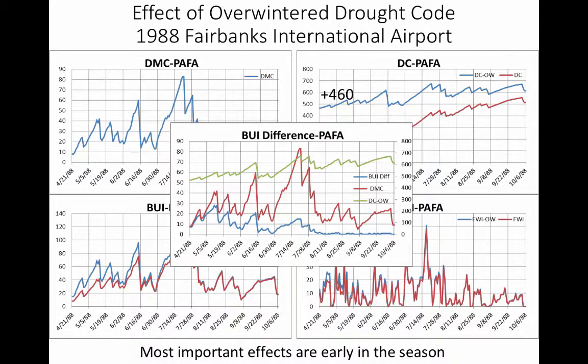It's important to understand the effects of human intervention on the objective nature of these seasonal codes. In this case, the BUI was dramatically affected in the spring, as well as when the DMC was most elevated in July.